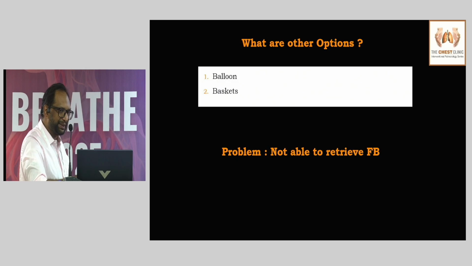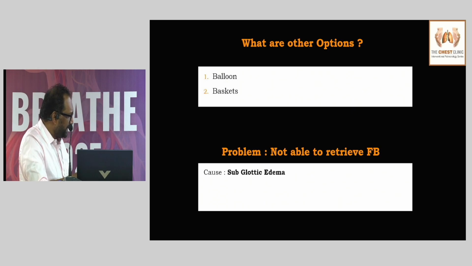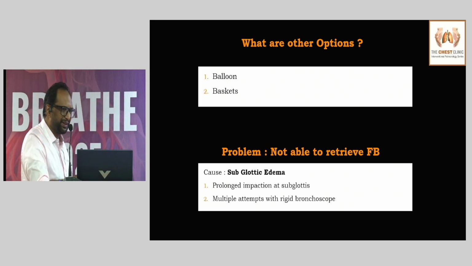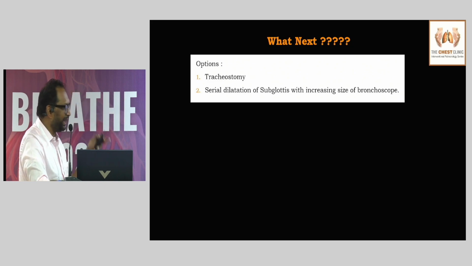So if your optical forceps has failed to retrieve the foreign body from the subglottis, most of the time these two will fail. There is no doubt. The problem is subglottic edema. That can be because of multiple attempts at removal of the foreign body and also multiple passages of the rigid bronchoscope. That can cause some edema and stenosis at the subglottis. So what next? Yes, we can do a tracheostomy, what I've shown you in the first case. Do a tracheostomy, extract the foreign body through the tracheostomy site.